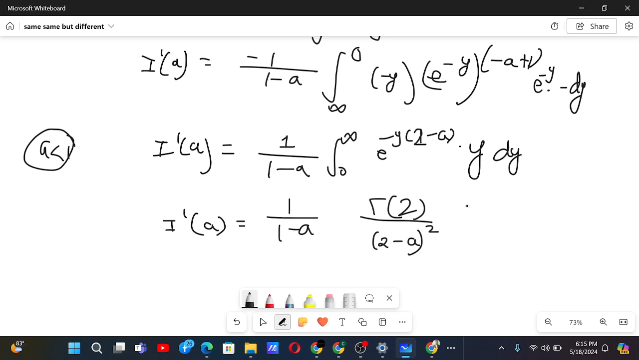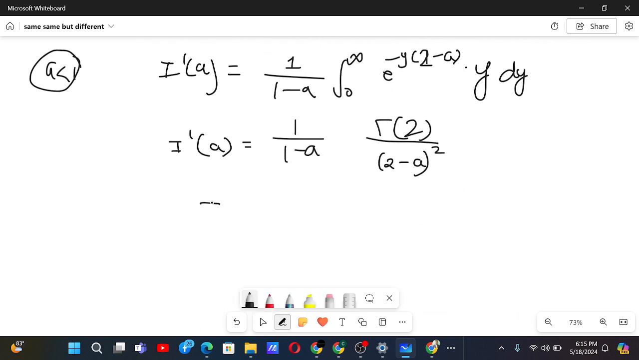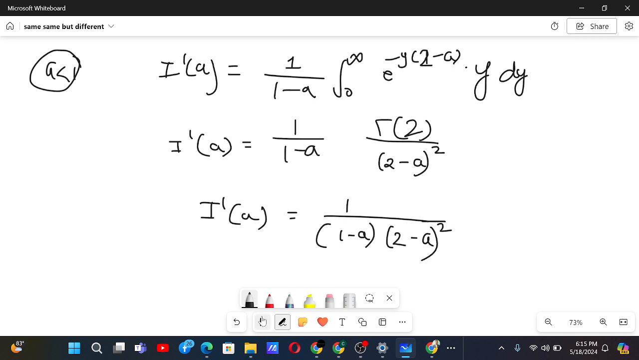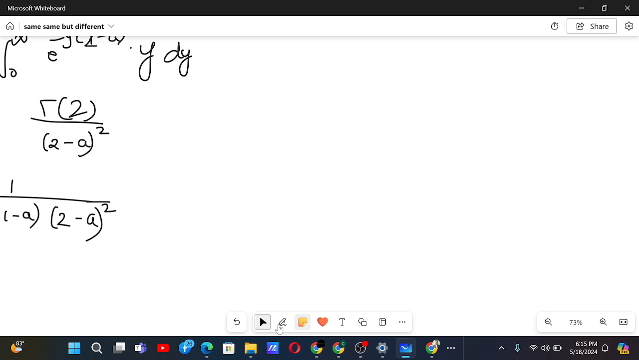Okay, so we have reached this stage. Now we just need to do some partial fractions, and after partial fractions it will be simplified. We have 1 over (1 minus a)(2 minus a) whole squared. I think you all know how to do partial fractions, so we'll do it now.